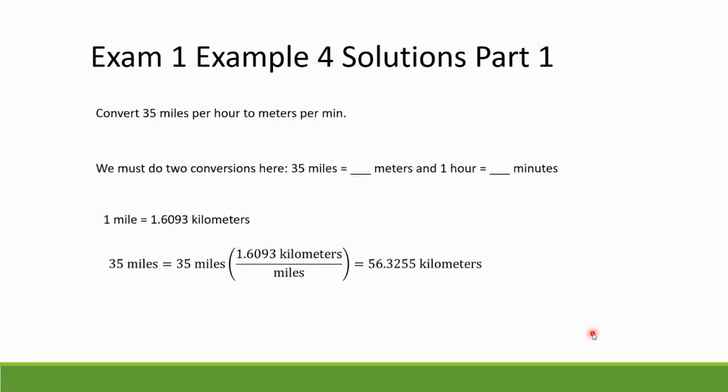Okay, here's another one I wanted to do. Miles, you're converting miles per hour to meters per minute. So notice here it's a little bit different because here you have to do 2 conversions at once. First, we have to get 35 miles in terms of meters and hours in terms of minutes, although one is actually very easy. Right? So really we have 2 conversions here.